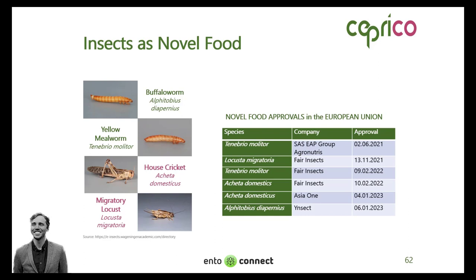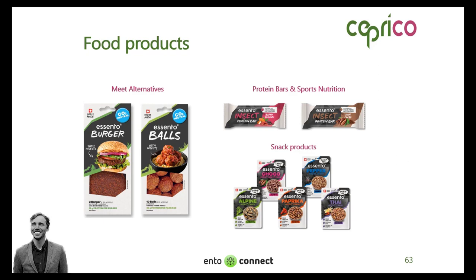Next one, please. And if we're talking about great taste, all of the mentioned insects can be processed into a wide variety of food products. Here you can see some examples from our Swiss partner, Ento, who is already producing meat alternatives as well as protein bars and also whole insect snacks for the brave ones of you who are not afraid to eat them in a raw state, and not processed into a powder or into a burger patty, for example.